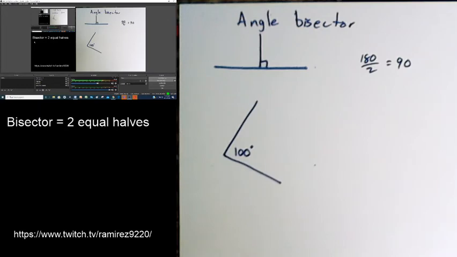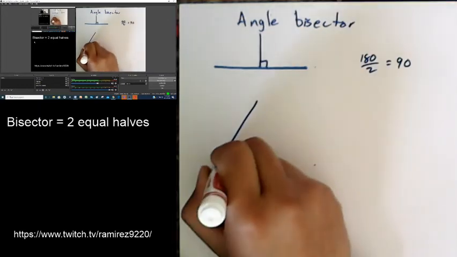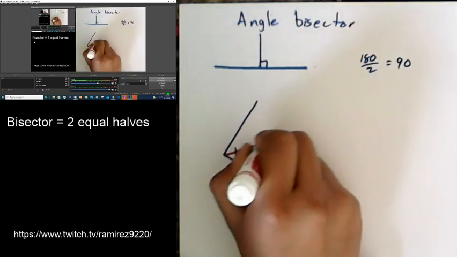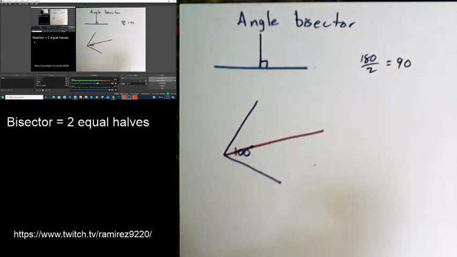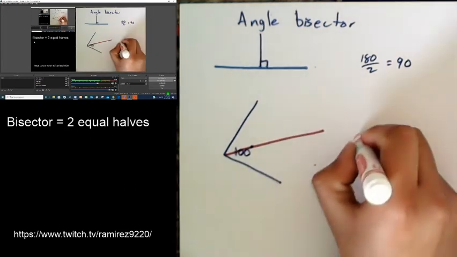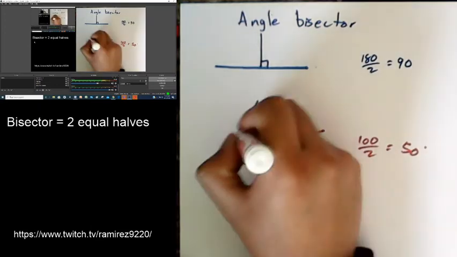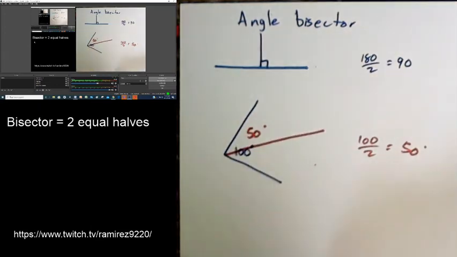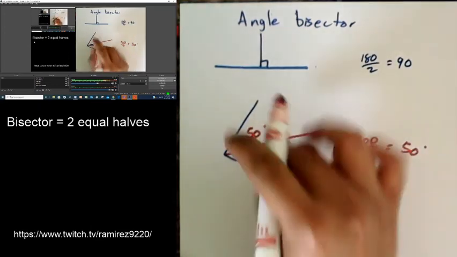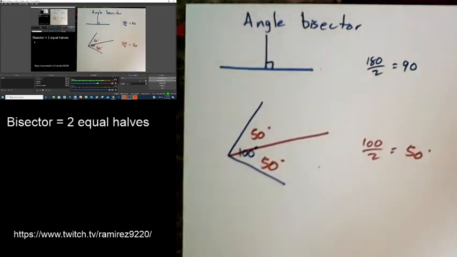And I drew an angle bisector to it, meaning that I cut the angle right down the middle. I've created two equal angles now. Half of 100, right? So 100 divided by 2. That's 50. That means that this angle is 50 and this angle is 50. And together, notice that they add up to the big one.